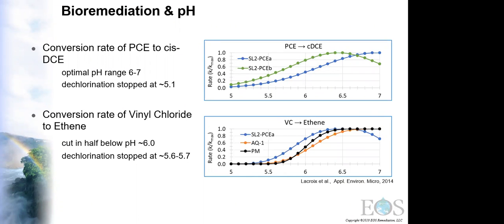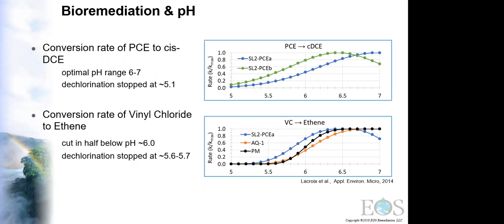Additionally, as I mentioned at the very beginning, in-situ bioremediation is a pH-sensitive technology. To go from PCE to cis-DCE, you've got a little bit more of a range there. Basically, 5.5 would kind of be the real limit there. That's where your degradation rates, you can see in that graph at the top, are really starting to drop off as you get towards 5.5.